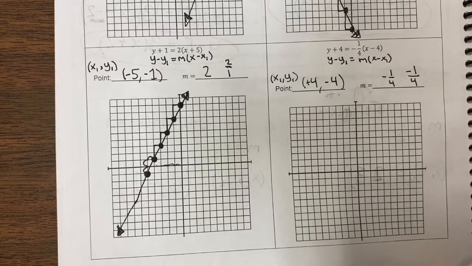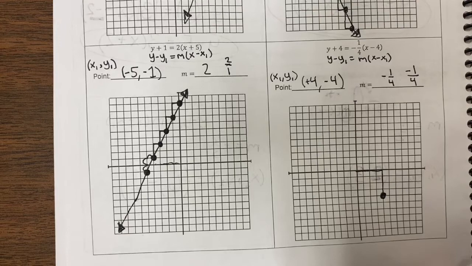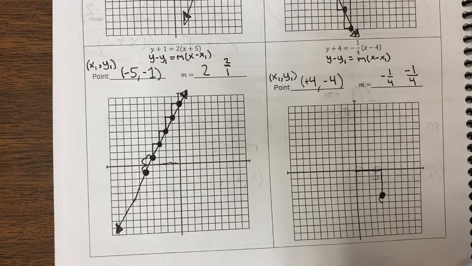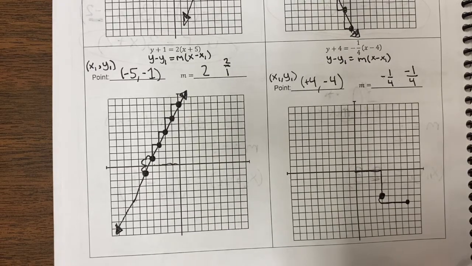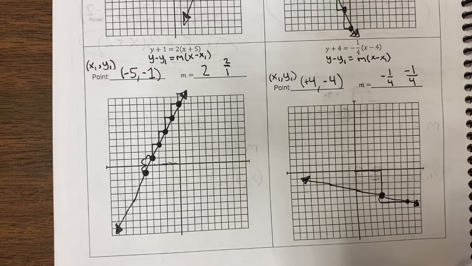Let's plot our first point. Positive 4, negative 4. So now I'm going to plot points using the slope. So down 1 over 4. Now that I have a second point, I can go ahead and graph my line. Good job.